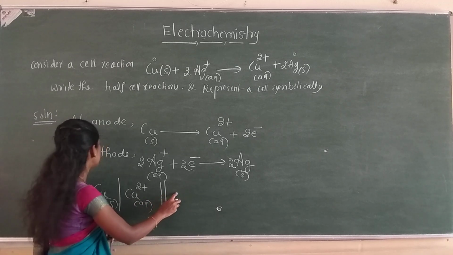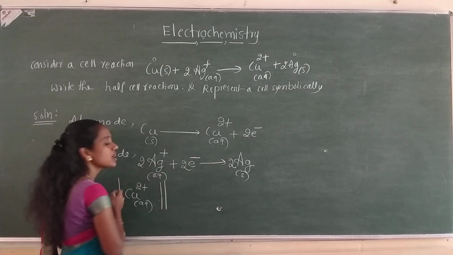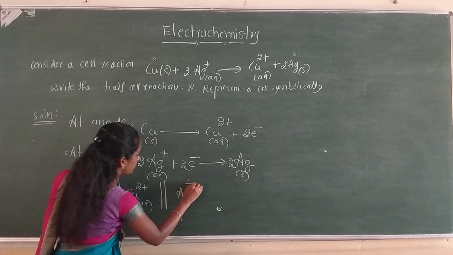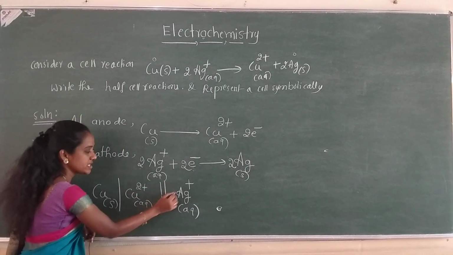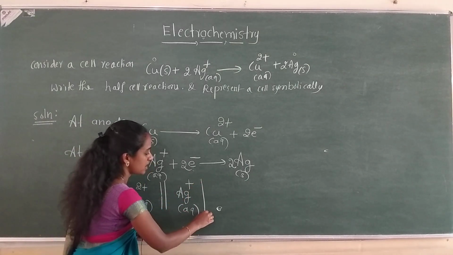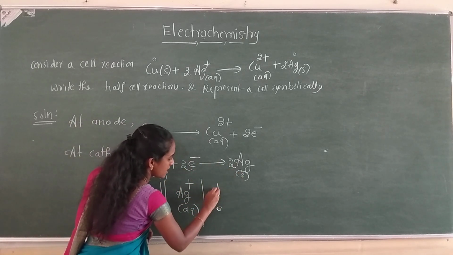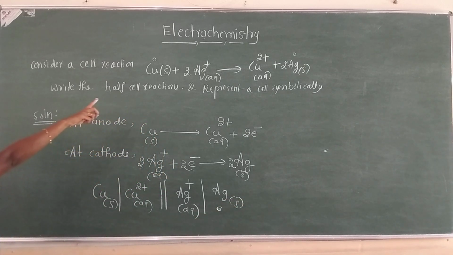What is the positive electrode? That is the cathode, where silver acts as the positive electrode. First we have to write the electrolyte, that means Ag+. In the solution, there is no need of writing 2 Ag here. Then again, the phase difference between electrolyte and electrode, Ag. So, this is the cell representation of the given cell. Is it clear? Yes.